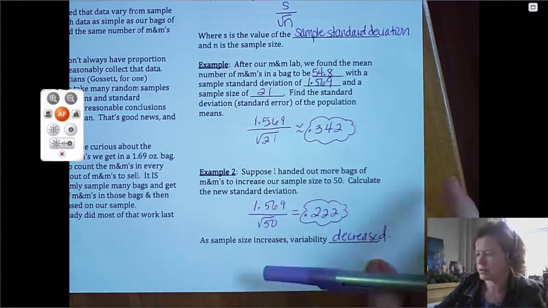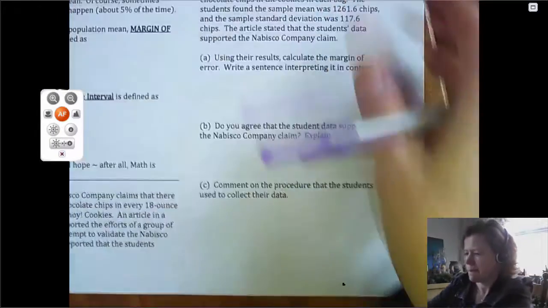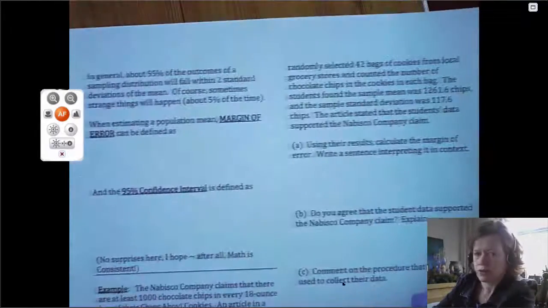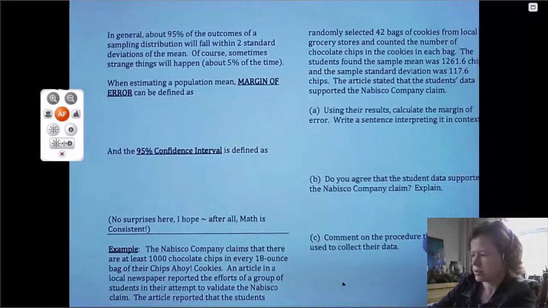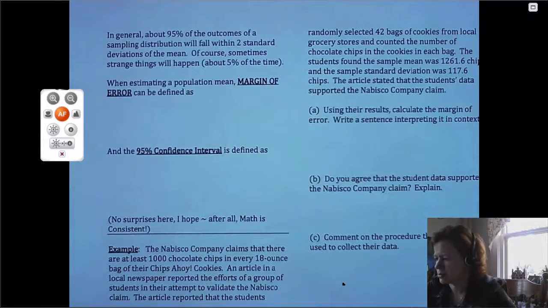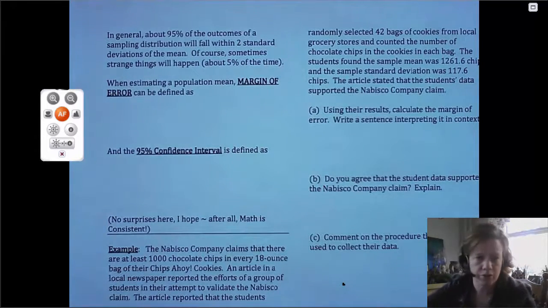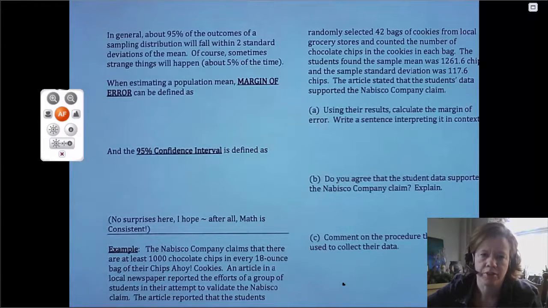Okay, next page. So just like with proportions in general, about 95% of the outcomes of a sampling distribution will fall within 2 standard deviations of the mean. Nothing new. And of course, sometimes strange things happen, about 5% of the time.